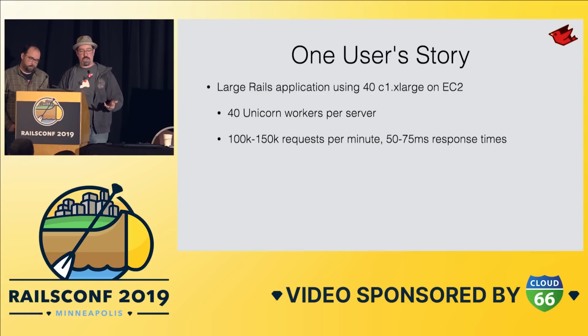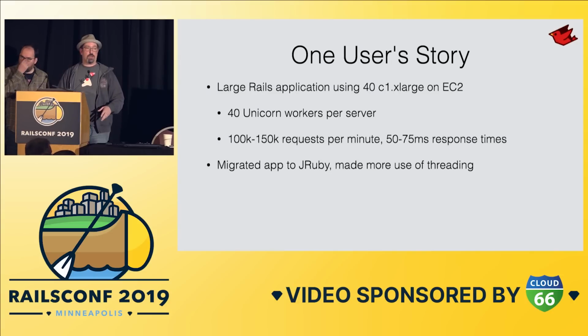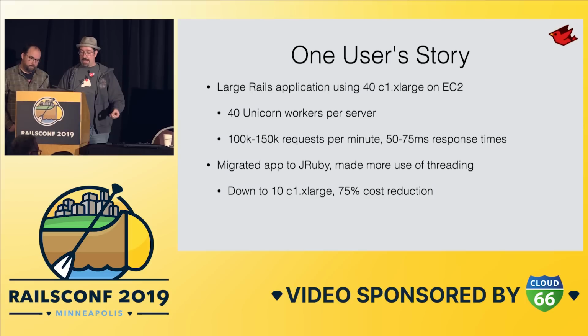They wanted to at least maintain that, but try to improve it. They migrated the app to JRuby and then made other changes in their system to take advantage of native threads. That 40 extra larges went down to 10, so a 75% cost reduction on EC2 costs there. And it was actually faster.